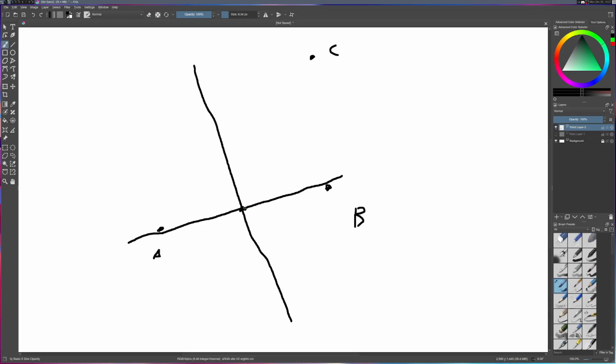Now, if you do this for C and B, this line would also give a circle that would touch points C and B. So if every point on both of these lines makes a circle that touches these 2 points, that means the intersection will touch all 3 points. I think that's a pretty simple argument to follow.